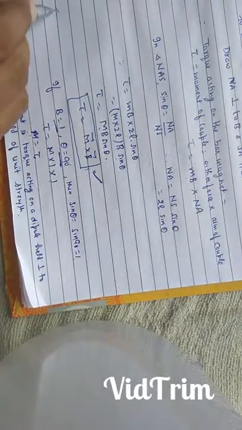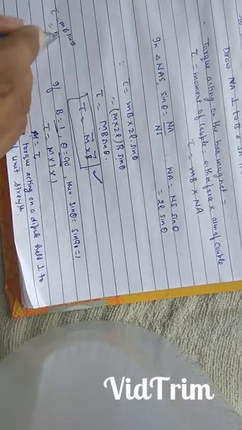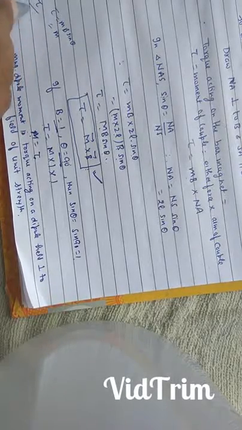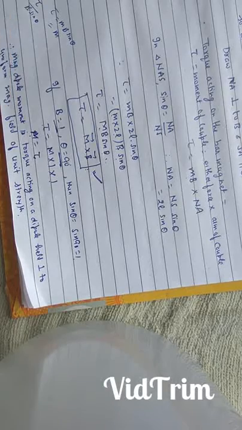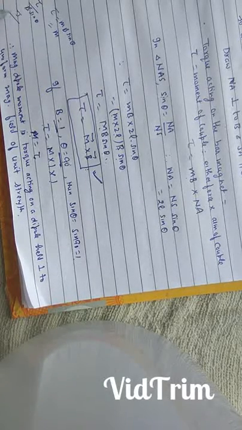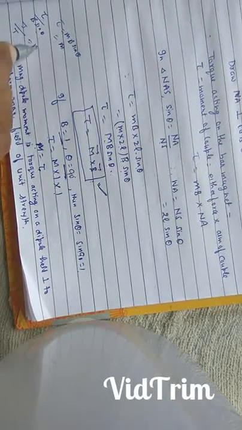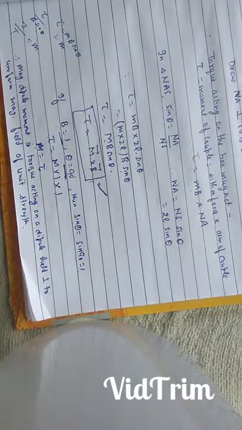Now as torque is equal to MB sin theta, therefore M is equal to tau upon B sin theta. As the unit of torque is joule, unit of magnetic field is Tesla, sin theta has no unit, therefore unit of magnetic dipole moment is joule per Tesla.